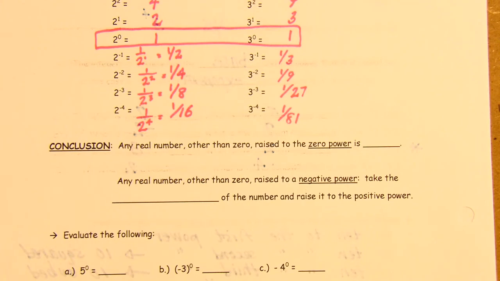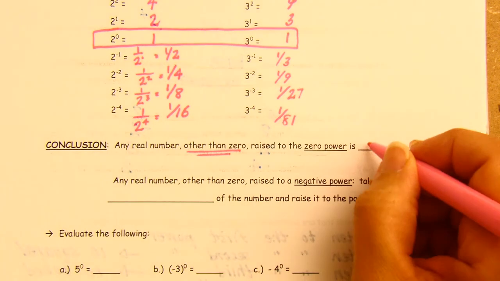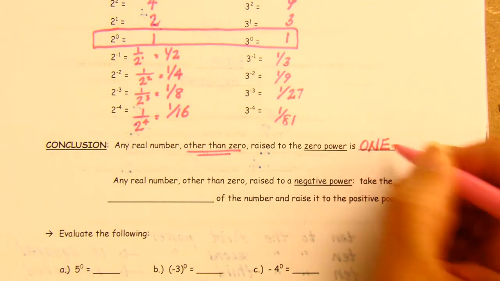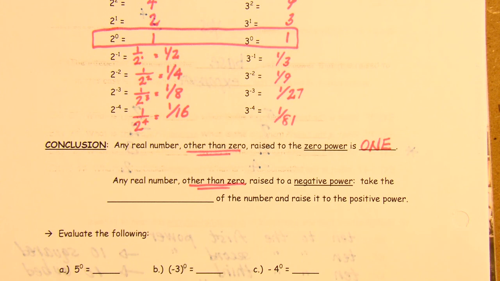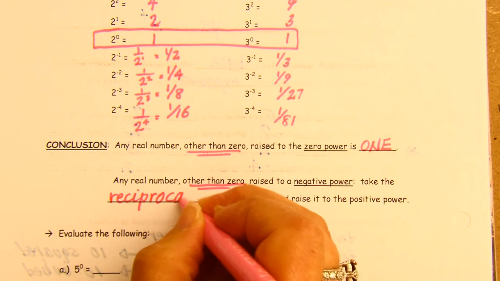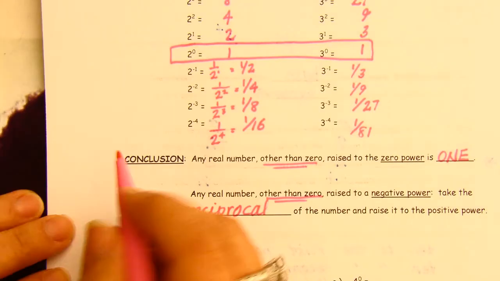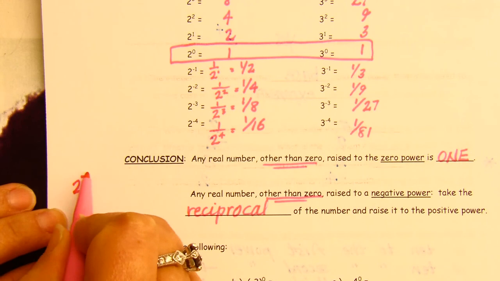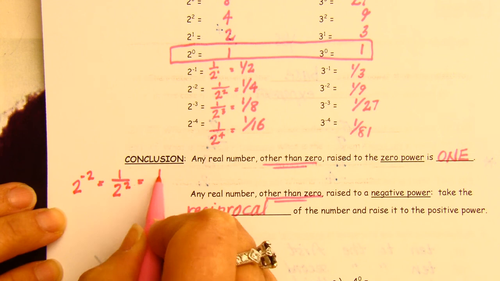Conclusion. Any real number other than 0 raised to the 0 power is always going to be equal to 1. Any real number other than 0 raised to a negative power, what you're going to do is take the reciprocal of that number and raise it to the positive power. Okay, so example, we had 2 to the negative 2. Well, that becomes 1 over 2 squared, which is 1/4.